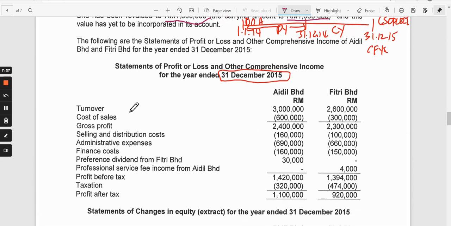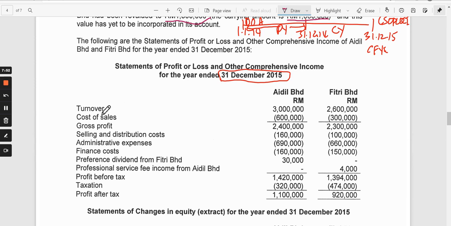So what you need to do is you need to prepare the statement of profit or loss, the consolidated statement. So it's just the similar procedure as I've mentioned. You're going to combine line by line. So combine the line item according to the one of the subsidiary and plus the one of the parent. So you're going to add the expenses and income of the subsidiary to the one of the parent.